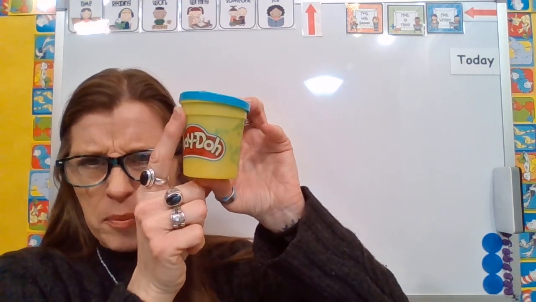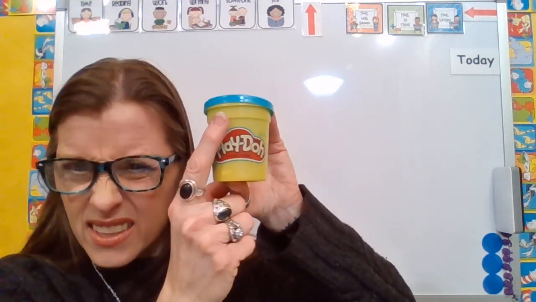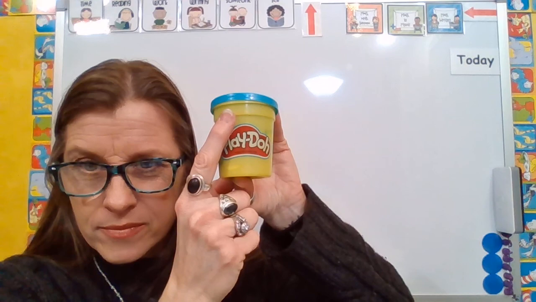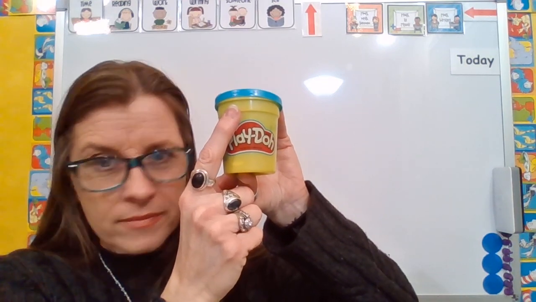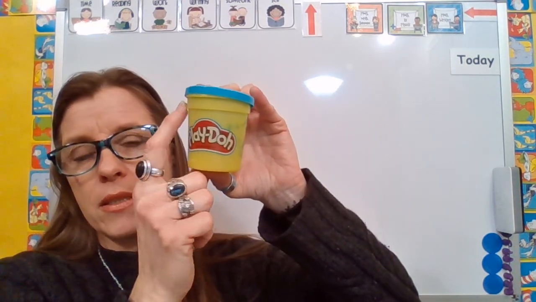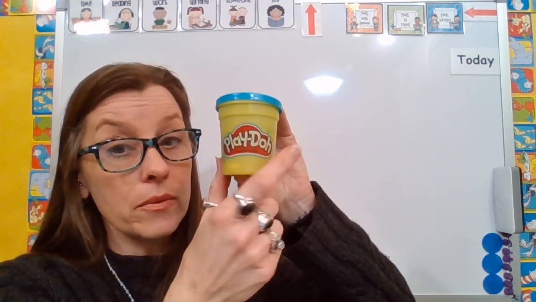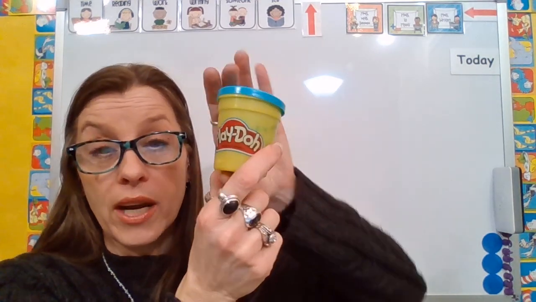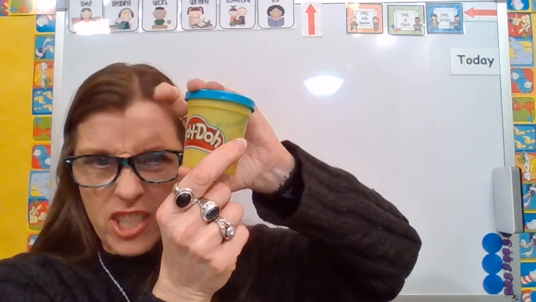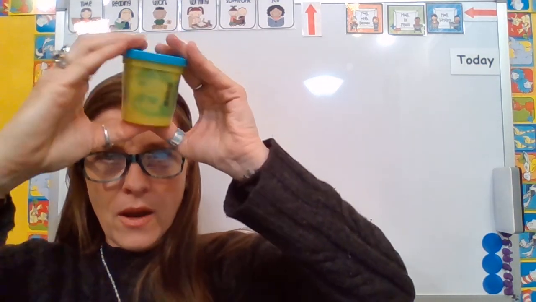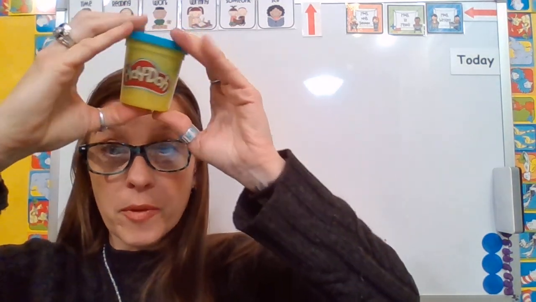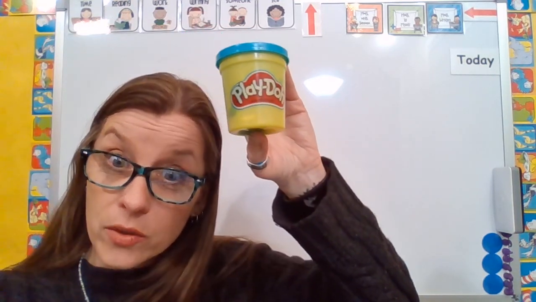Remember, if our Play-Doh looks like this, is the top on the right way? No. If you can still see that top, the Play-Doh top is not on the right way and the Play-Doh will dry out. Remember, we have to push it all the way down, all the way around the top. That way you'll have your Play-Doh next time for writing.